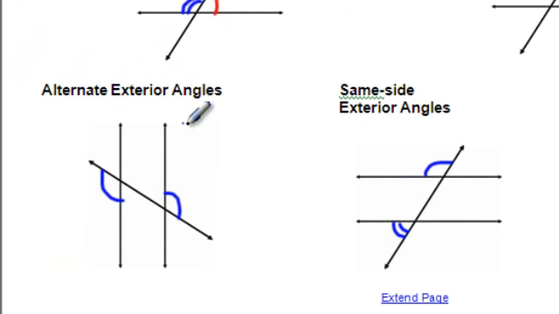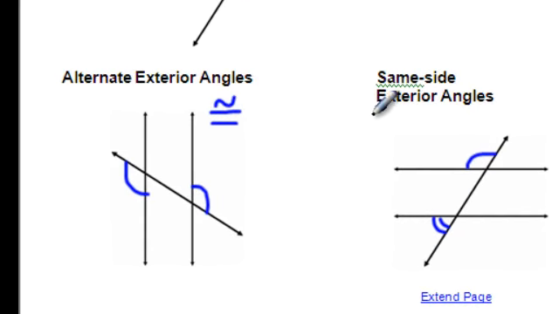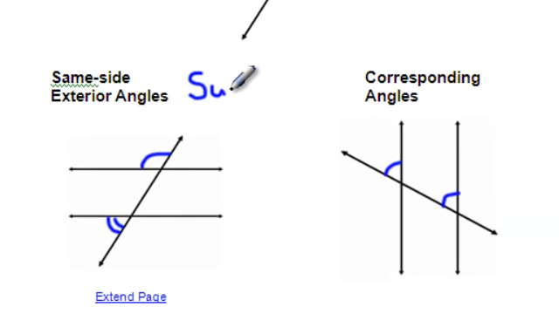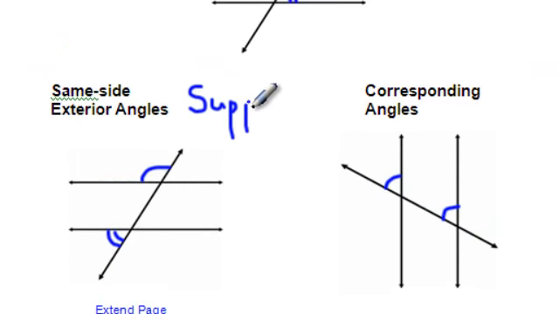Then alternate exterior, they are congruent. Same side exterior are supplementary. And corresponding, what do you think? How do they look? They are, yes, congruent. Very good.